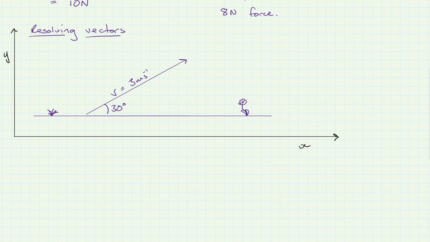Now, you don't have to use x and y if it's not useful. We'll look at a situation in a minute where it wouldn't be useful to use x and y. We want to split our vectors when we resolve them into 2 perpendicular components, so 2 components which are at right angles to one another. Let's go red. So I've got a vector there, which is going to represent my x component.